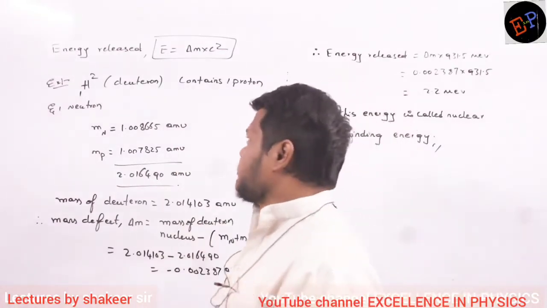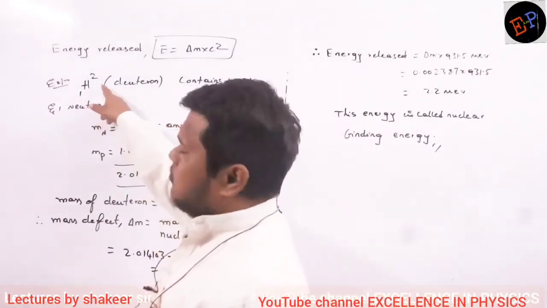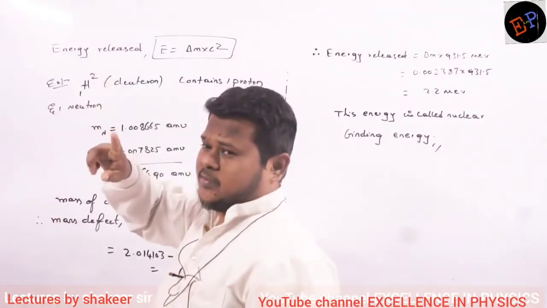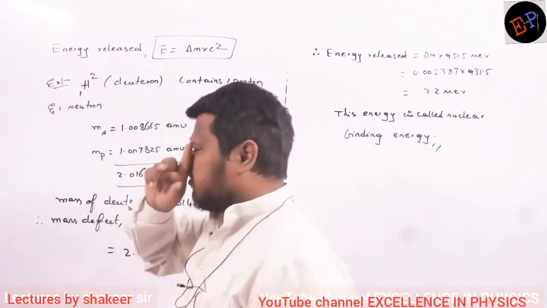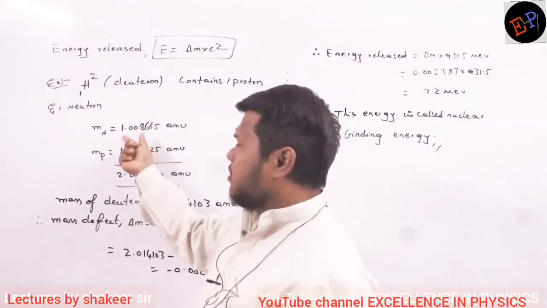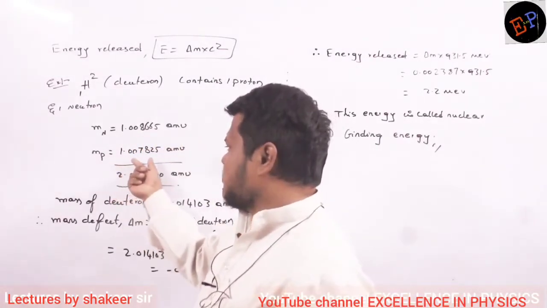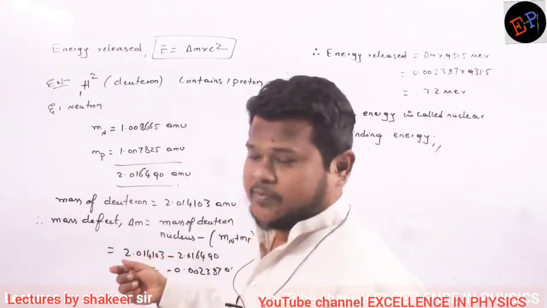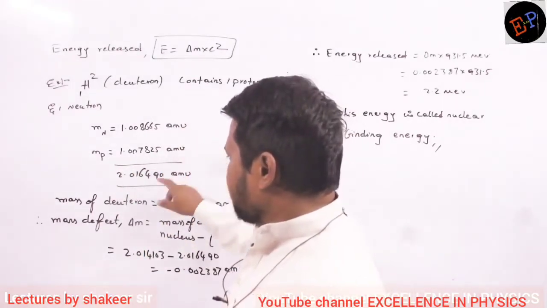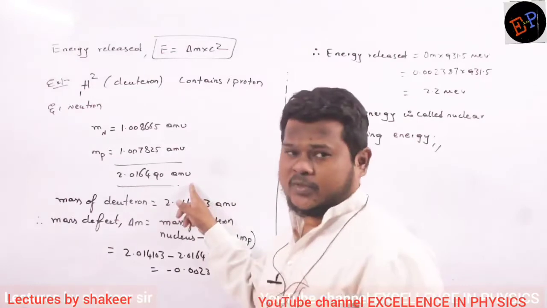Are you able to understand? See, in hydrogen 1,2, 2 means what? There is one proton and there is one neutron. That's all. So what is the mass of neutron? 1.008665 atomic mass units. And mass of proton is 1.007825 atomic mass units. So if you add the masses individually, this is the mass you will get.